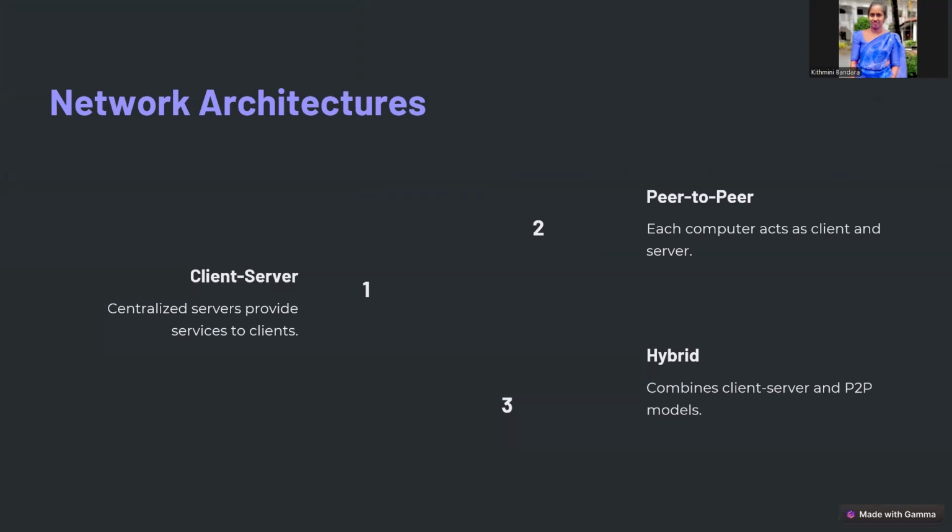Then the peer-to-peer, P2P model. In that model, all the computers are equal and act as both clients and servers. For example, file sharing networks like BitTorrent use the P2P model. Then the hybrid model is a combination of both client-server and P2P models. For example, some networks have centralized services, but also allow devices to share resources directly.